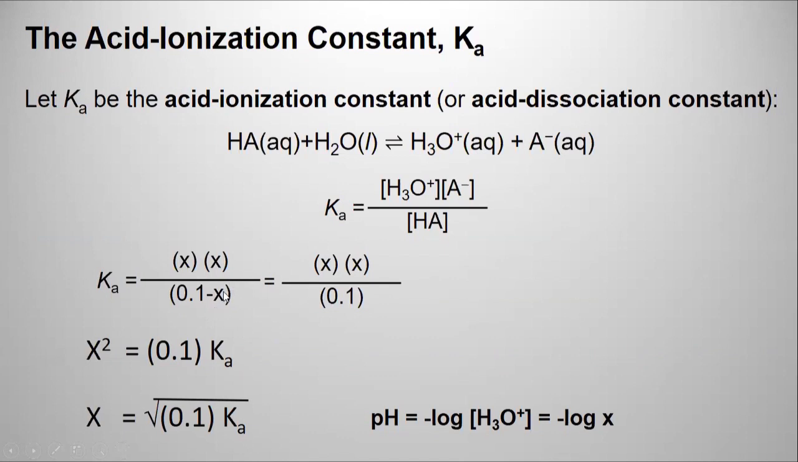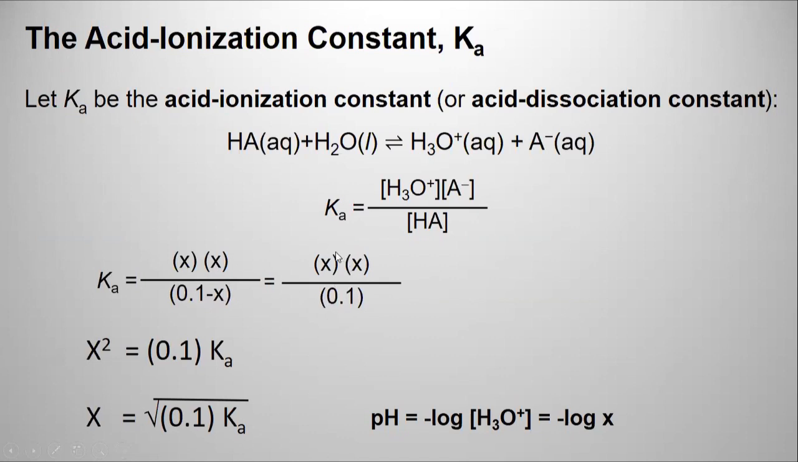Why are we going to ignore this x? Because this Ka is always going to be a very small value. You're going to have a Ka of 10 negative 5, 10 negative 6, 10 negative 4. So that's going to be a small value, so you can ignore this x. This x will be very small compared to the 0.1, and we're always going to ignore this x. That's why the x disappears here and you get 0.1.